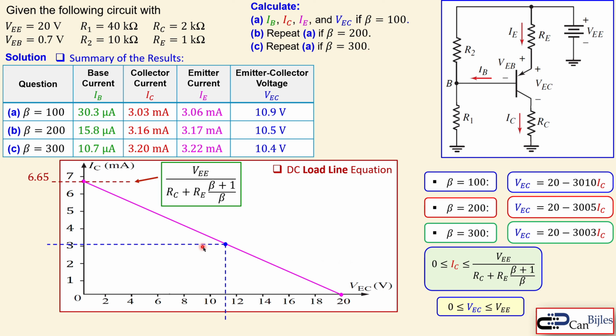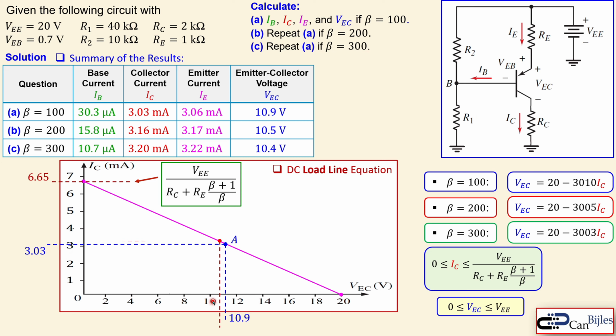This is for the first case, when you have beta as 100, the emitter-collector voltage was 10.9, which is this row, and the corresponding IC was 3.03 milliamps, and that is now this node. So this is for beta is 100.